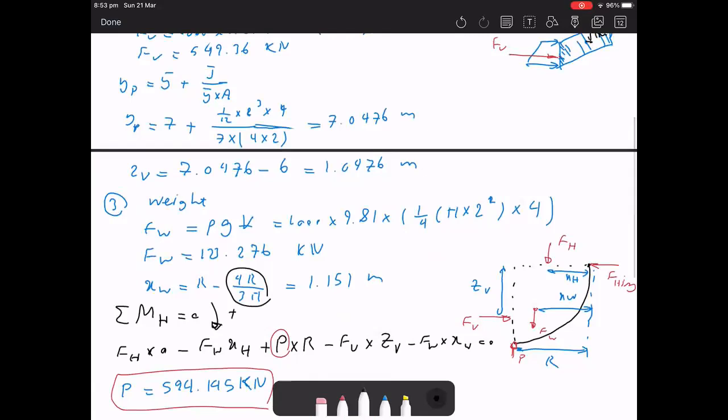Now we have found all the forces, and we know their locations. We can use the total moment equals 0 to find the force P, which is this one. If I insert all the values, then we can actually obtain the parameter.